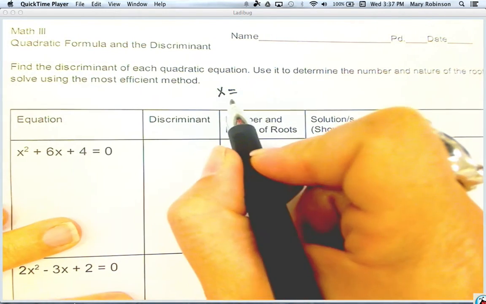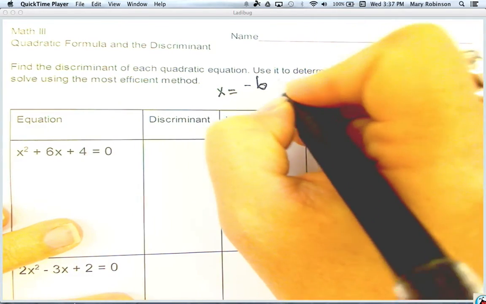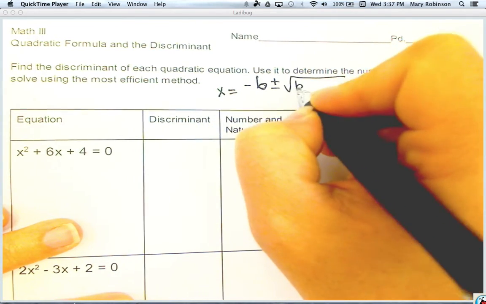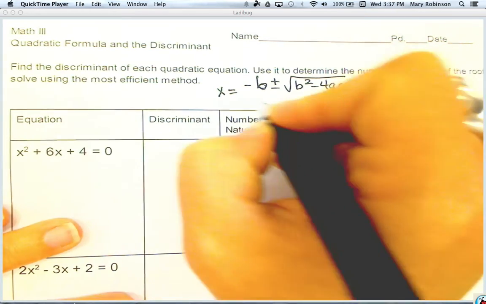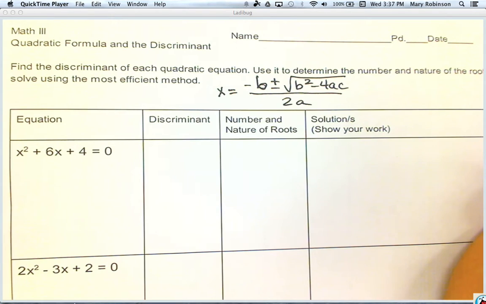The quadratic formula is x equals the opposite of b plus or minus the square root of b squared minus 4ac, all over 2a. So that's prerequisite. We need to know what the quadratic formula is.